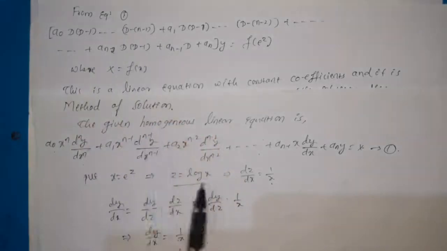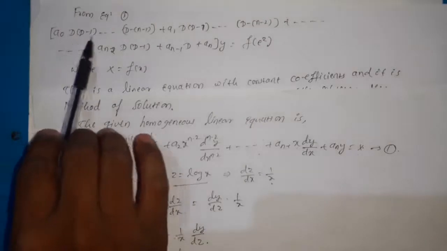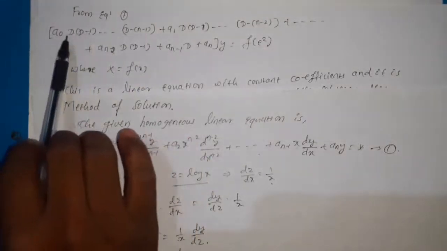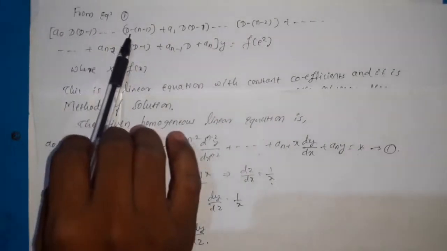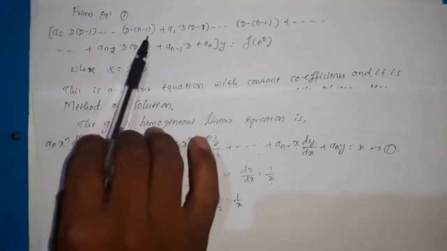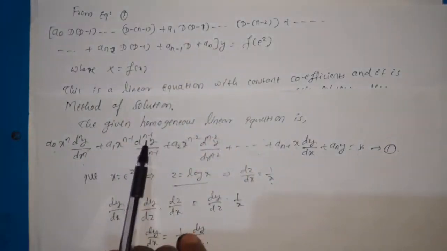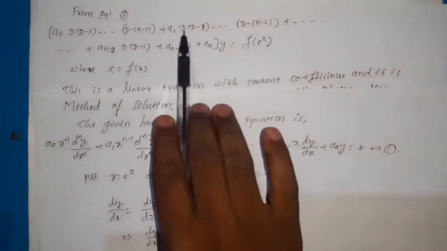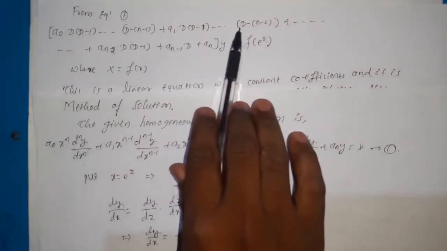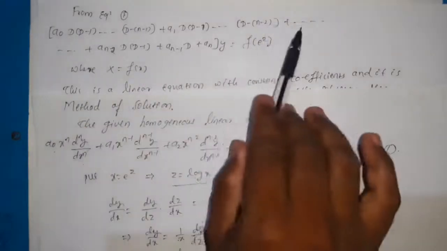Here the next term is x^(n-1) d^(n-1) y/dx^(n-1). So here we have n factors from D to D-(n-1), that is D-0, D-1 and so on, up to D-(n-1). There are n factors, and the next term will contain n-1 factors, because the power of D is n-1. So the number of factors will be equal to the power of D, or the order of the derivative. Here the order of the derivative is n-1, therefore D-0, D-1, D-2 and so on up to D-(n-2). One factor less than the previous one, and so on.